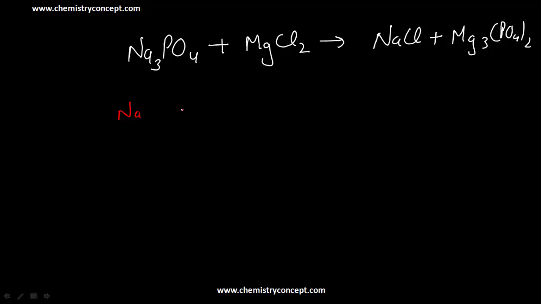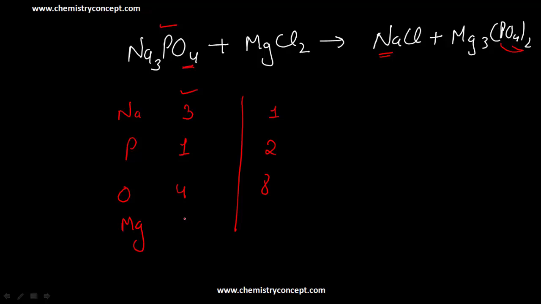So sodium, there are 3 atoms of sodium on the reactant side and only 1 on the product side. Phosphorus is 1 on the reactant side and on the product side it is 2. Oxygen on the reactant side is 4, on the product side it is 8. You can see here PO4 whole twice. Magnesium on the reactant side is only 1, while on the product side it is 3. Now the remaining is chlorine, which is 2 on the reactant side and on the product side it is 1.